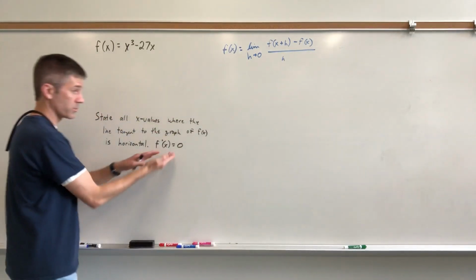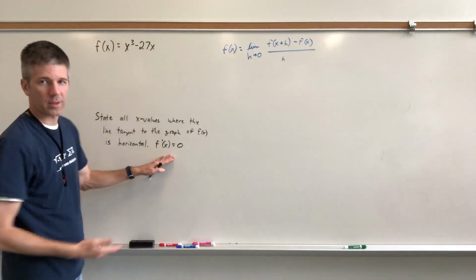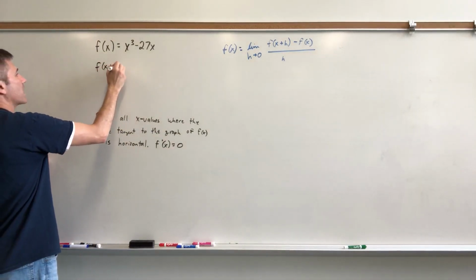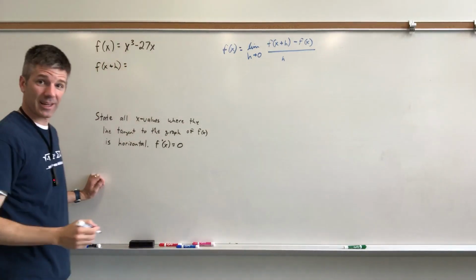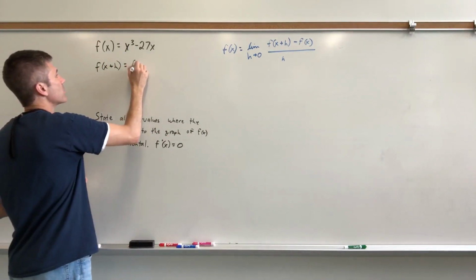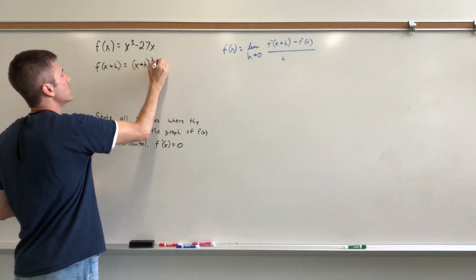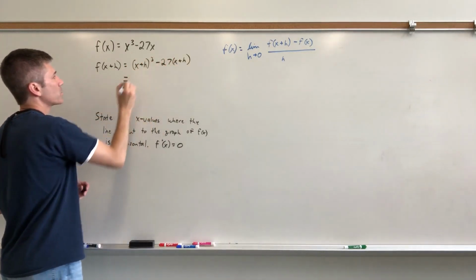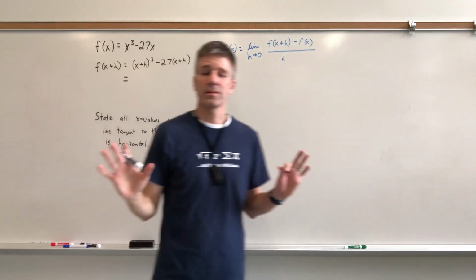All right, this is what we're going to do. That's our process. But let's find f of x plus h. I almost said x plus delta x. That's the other way of representing it. So (x plus h) cubed minus 27(x plus h). And this one is going to be tricky. Trust me on this.